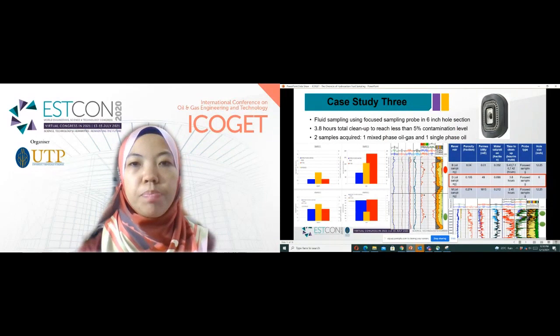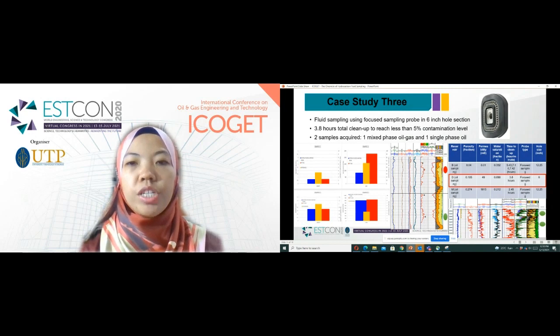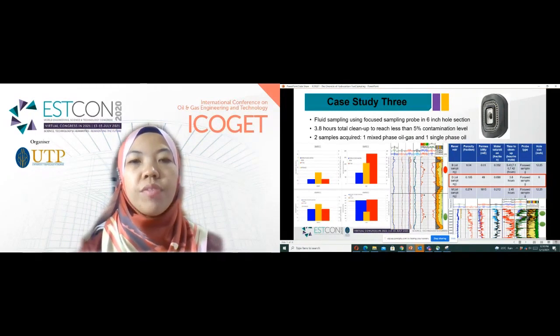For fluid identification purposes, 2 stations were identified in the well. The first station involved gas-bearing sandstone with a permeability of about 49 millidarcy and also porosity of about 20%. The second station involved oil hydrocarbon fluid identification with the same quality of rock. It is observed that with this kind of rock quality, it takes about 3.8 hours of cleanup time to reach a low, less than 5% contamination level.